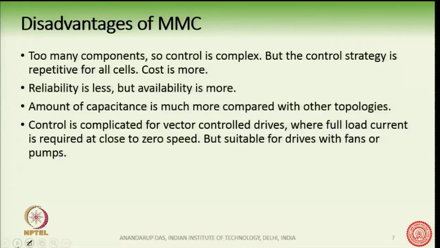Reliability is less in MMC, definitely, because we have many components, and so with many components the reliability goes down, but availability is more. If we have many cells, and we can bypass some of the cells, then availability is more.